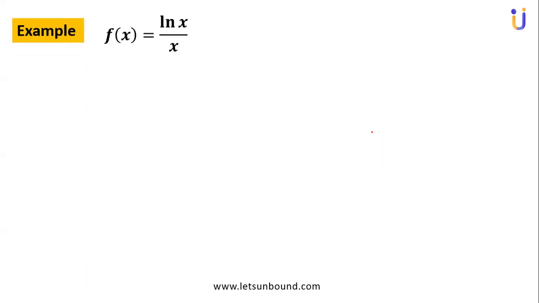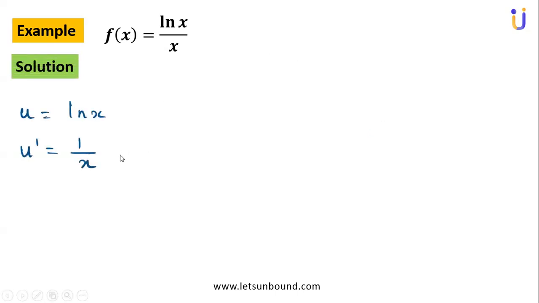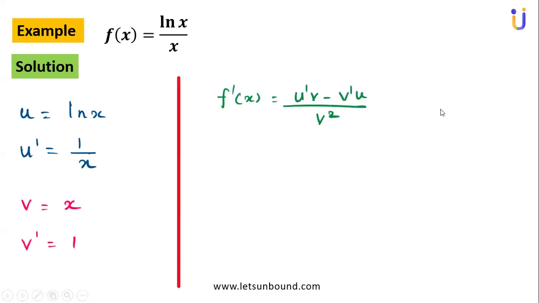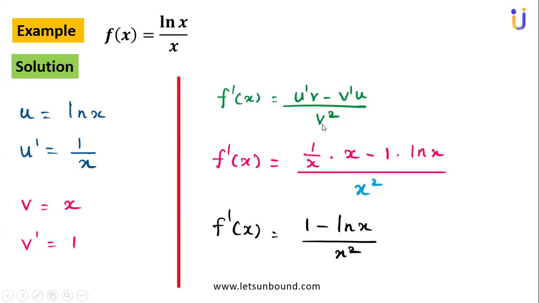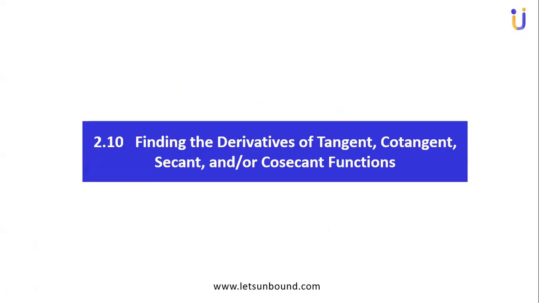And a simple example: ln x by x. My u is ln x, right? u' is 1 by x. v is x, v' is 1. And you write the quotient rule, apply it and simplify. This is the f'(x) using the quotient rule.